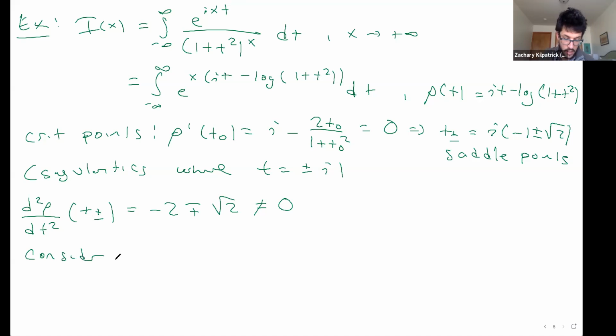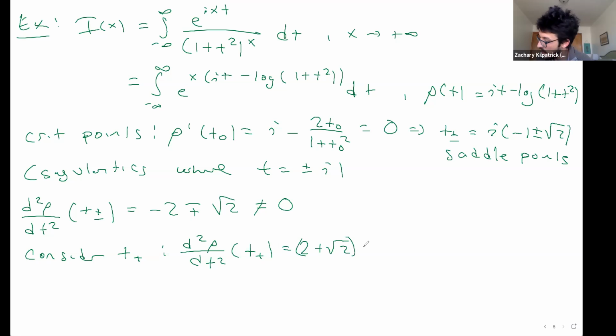Let's consider t plus, which is going to have d2 rho dt squared at t plus. Okay. So in this case, I end up with 2 plus the square root of 2 times e to the i pi. Okay. So I'm going to write this out in terms of polar coordinates so that I can identify the direction of steepest descent in polar coordinates from them.